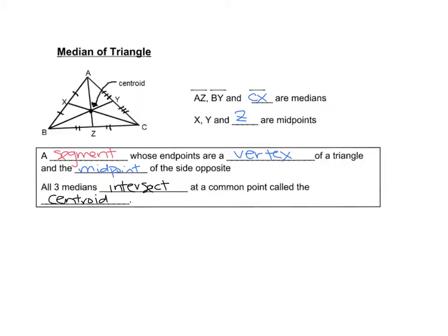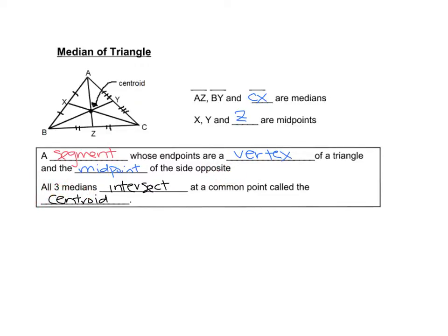So let us begin with the median of a triangle. We have segment AZ, segment BY, and segment CX are known as medians. The points X, Y, and Z are considered midpoints. A median is a segment whose endpoints are a vertex of a triangle and the midpoint of the side opposite.